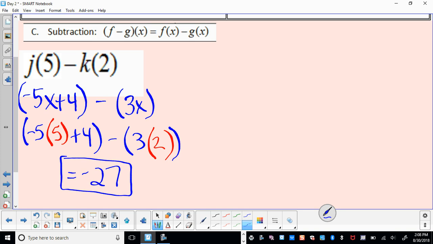If you guys have not done your skill drill yet, that day 1, it is perfect for this. It's all combining like terms.